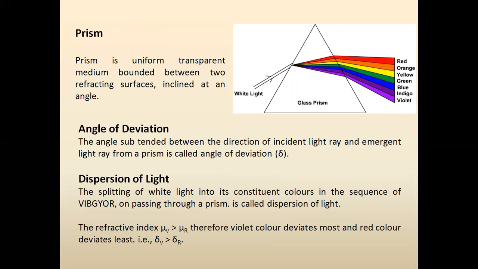Here is the important thing: the refractive index mu_v is greater than mu_r. What is mu_v? The refractive index of violet light is greater than the refractive index of red light. Therefore, violet color deviates most and the red color deviates least. So, delta_v is greater than delta_r.